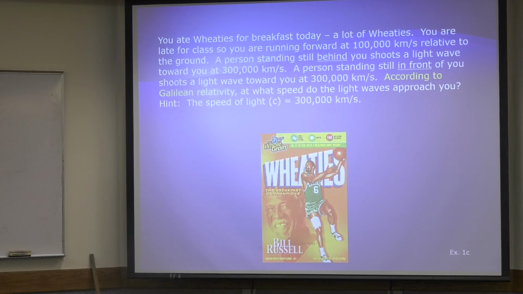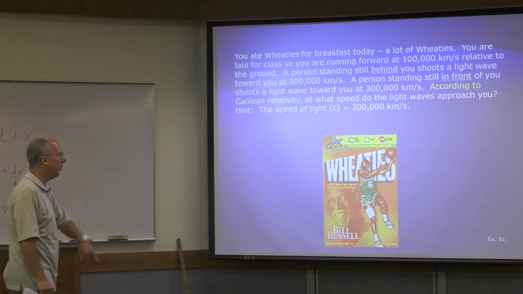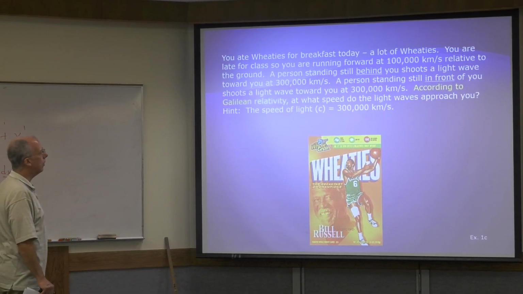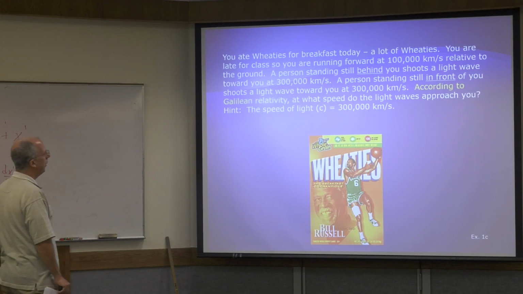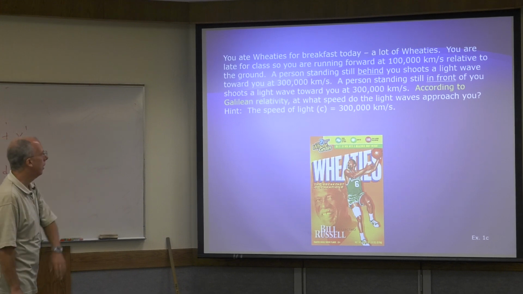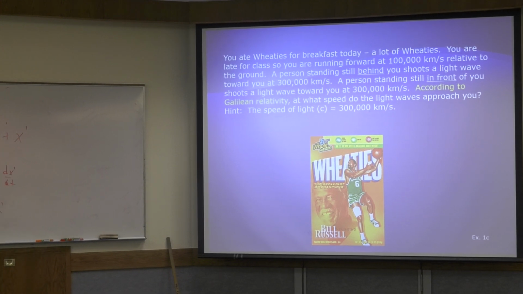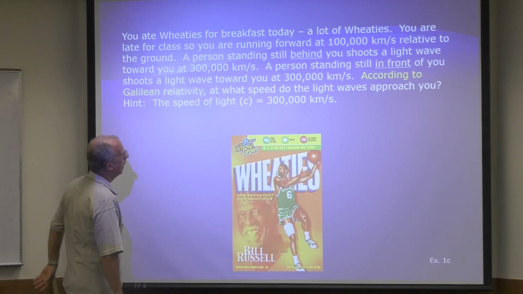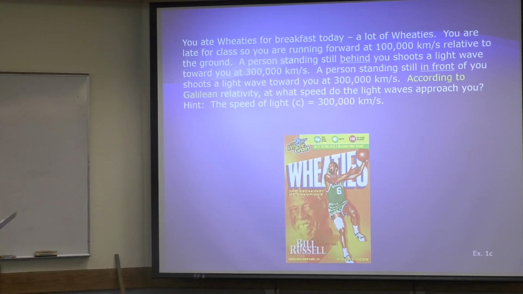here's the question. You ate Wheaties for breakfast today, cereal. A lot of Wheaties. You are late for class, so you're running forward at 100,000 kilometers per second relative to the ground. That's impossible. Who cares? A person standing behind you shoots a light wave toward you at 300,000 kilometers per second. That's the speed of light. A person standing in front of you shoots a light ray towards you at 300,000 kilometers per second. Now, here's the important part. According to Galilean relativity, at what speed do the light waves approach you?